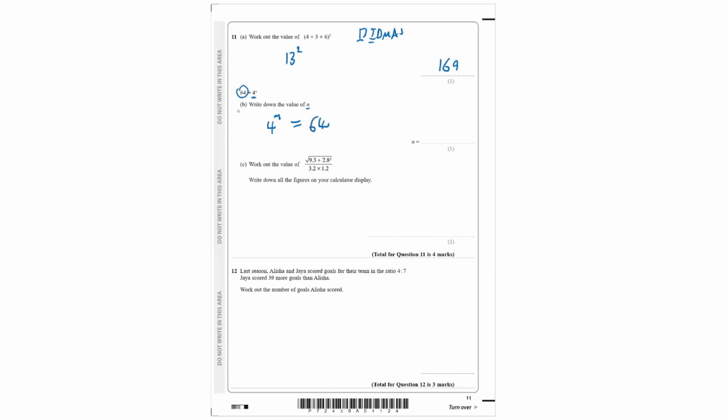So we can simply look at 4 to the power of 1, which is just 4. And 4 to the power of 2 is 16. But 4 to the power of 3 is equal to 64. So we can see here 4 to the power of 3 is equal to 64. And since we have to find n, we only write the power. So n is 3.